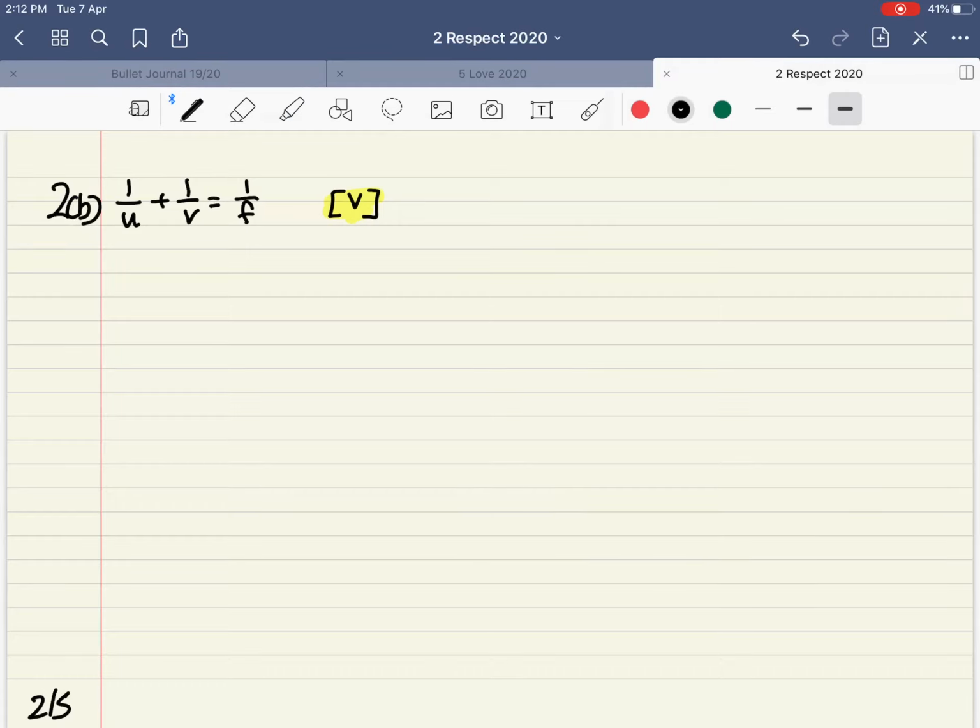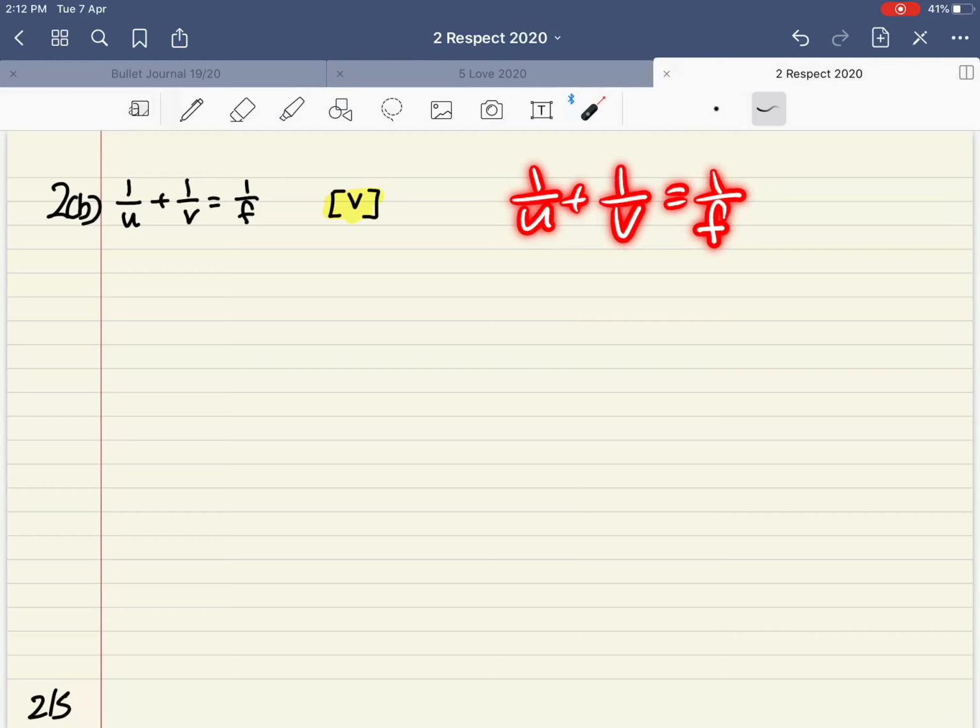The next question I'm going to cover is 2b. Be very careful here. Some of you may be tempted to do this. You may say 1 over u plus 1 over v equals 1 over f, and just say, why don't we take the reciprocal of everything? So u plus v equals f. Be careful, this is very, very, very wrong. Please do not try this. This will actually give you a wrong result.